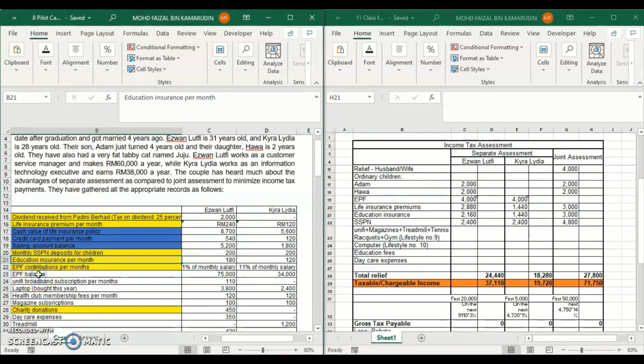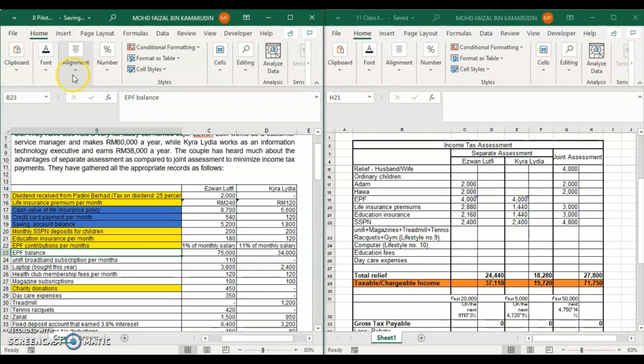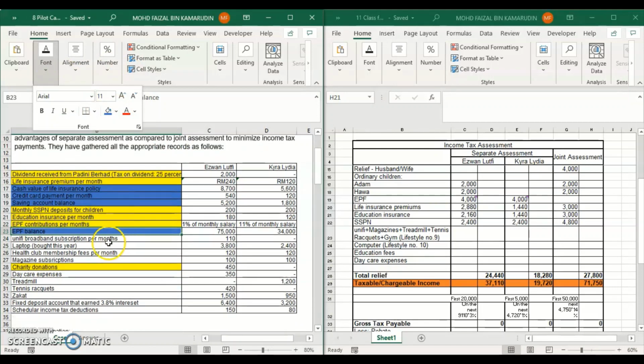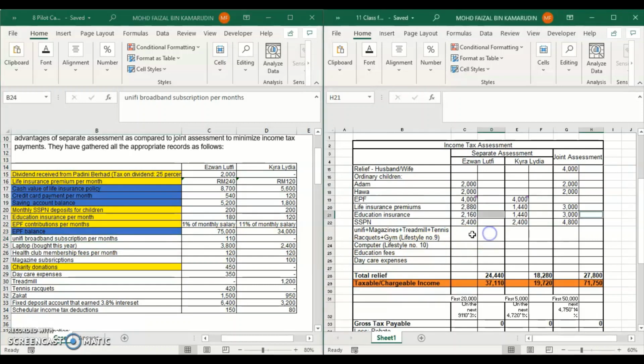So what else? EPF balance. This one is not taxable. This one is an item in our balance sheet, so that's why we put it in blue color. Next, this is all items: Unifi, laptop, health, magazine. Due to COVID-19, there are some differences in terms of treatment for this one. This is what we call lifestyle. You can refer to item number 9 and 10 for the tax relief. So we do it one by one.